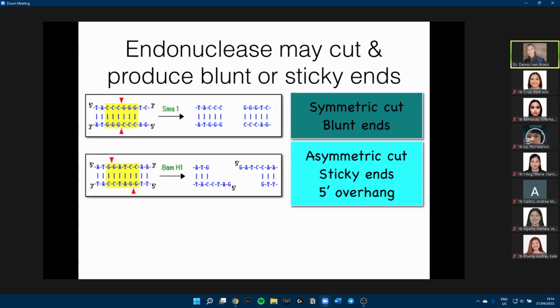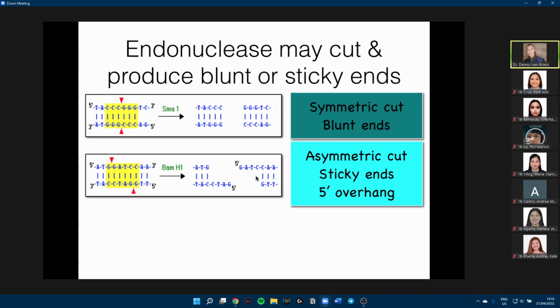The second possible outcome is demonstrated here, exemplified by BamHI. Rather than cutting exactly at the midline, it cuts off center of the palindrome sequence. This is referred to as an asymmetric cut. The resulting DNA fragment would have a 5' overhang. So when you cut it like that and separate it, there is a 5' overhang here, as well as a 5' overhang at the top. In Tagalog, this is called lawit.